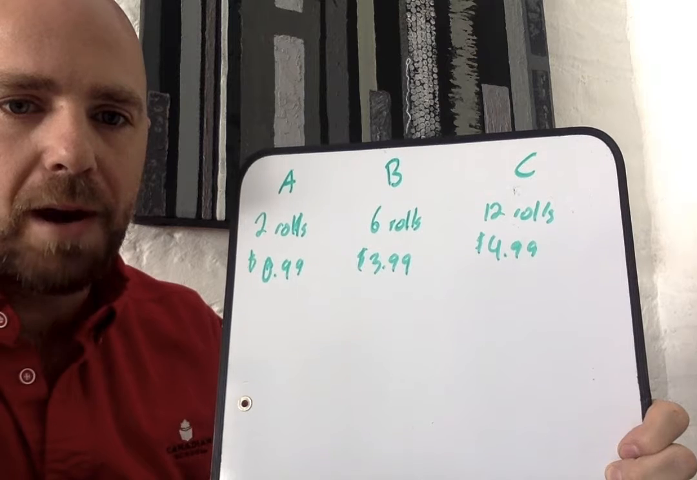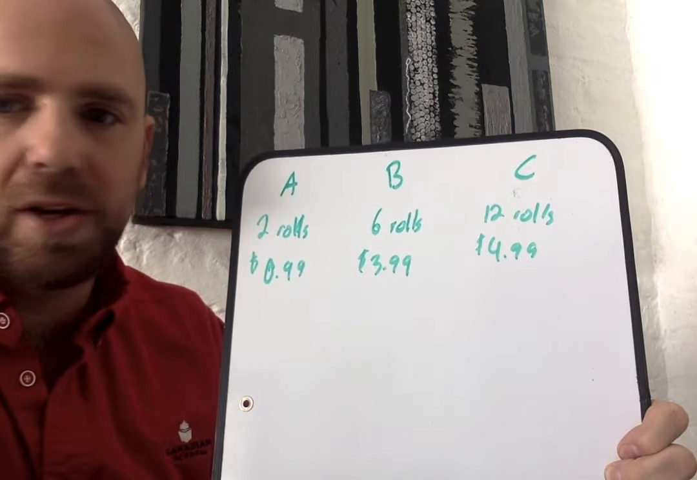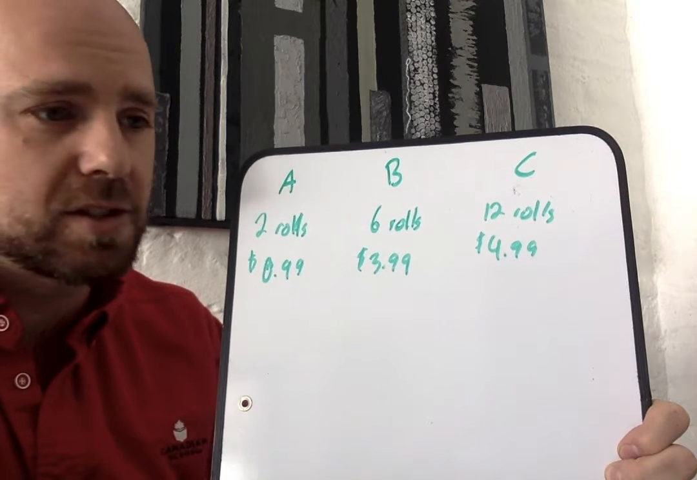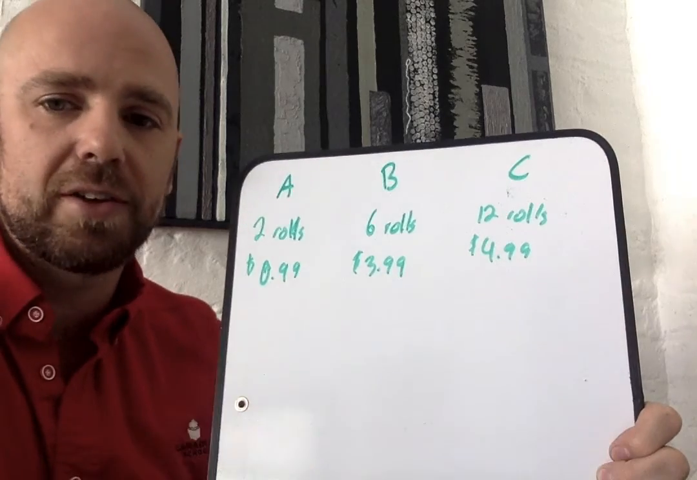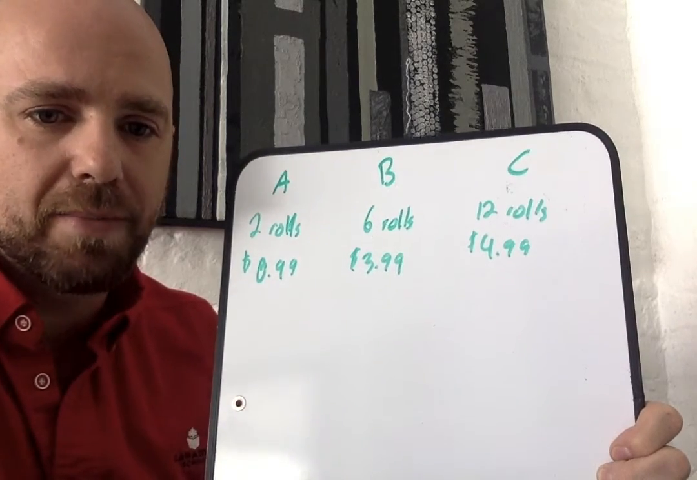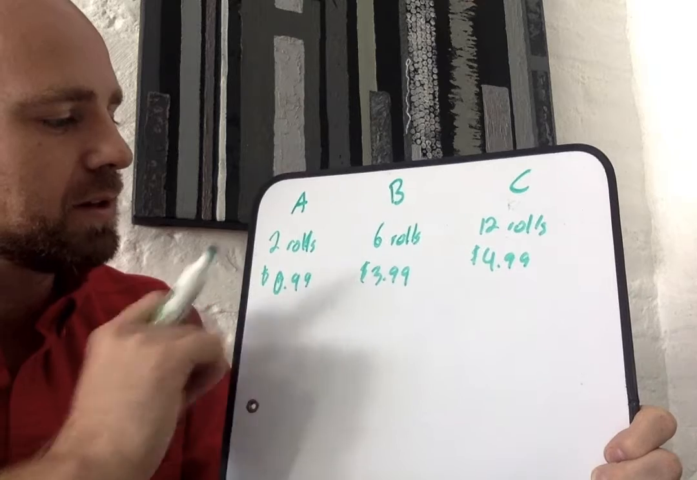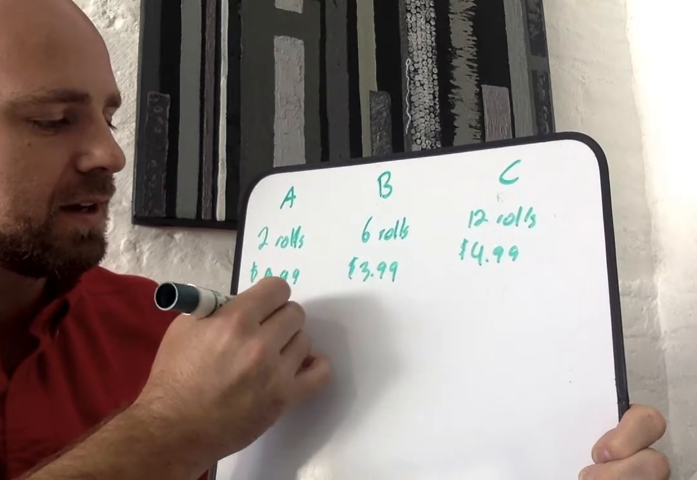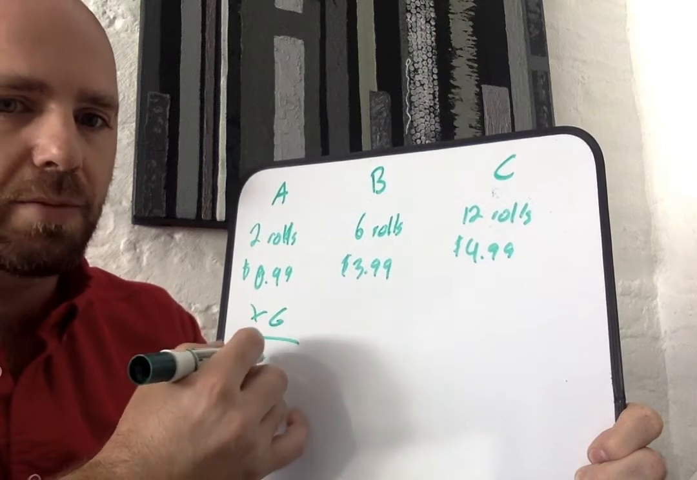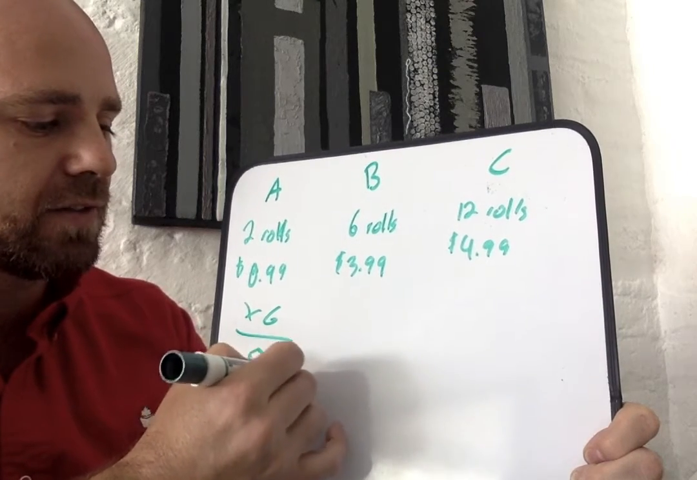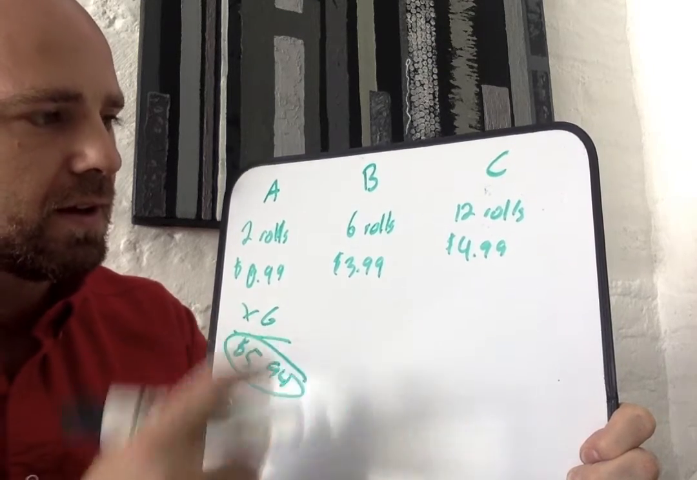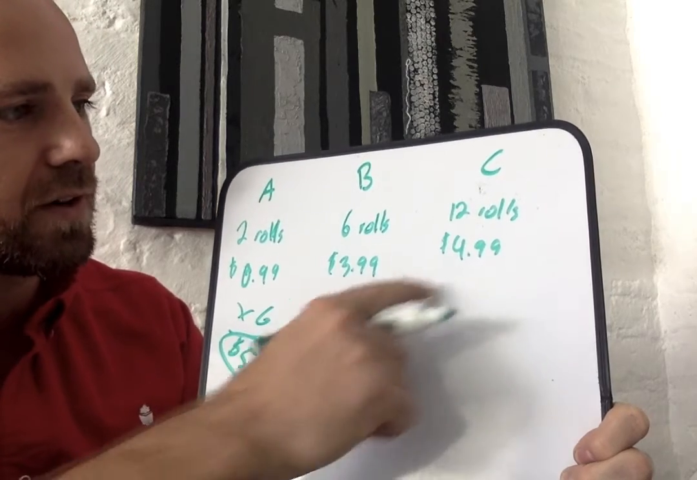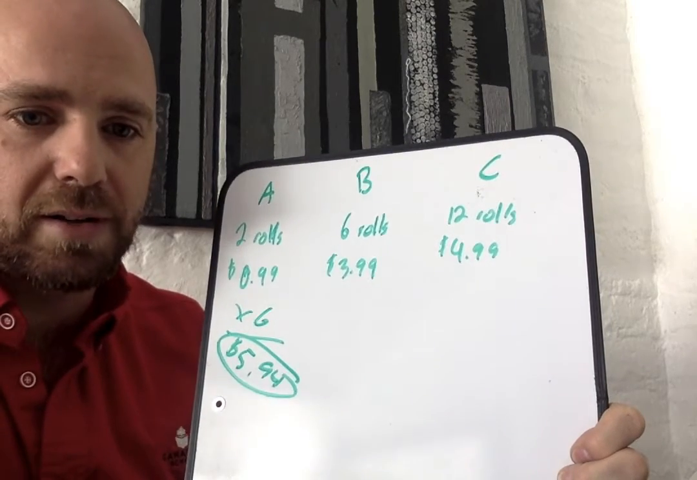So I'm going to try to figure out what the cost is for 12 rolls. For me, it's just easier to try to find out the value of the highest amount. So what I'm going to do is multiply this by 6. Okay? If I multiply 0.99 times 6, I end up with $5.94. So far, my 12 rolls is a better deal.